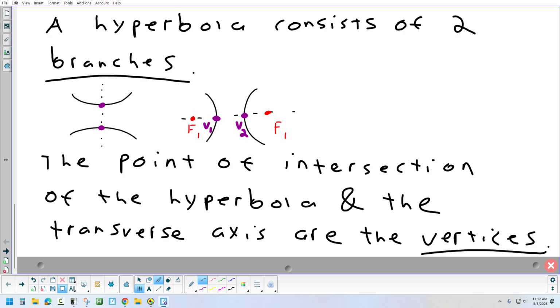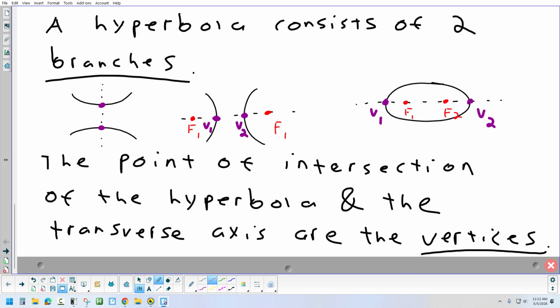Now think about how that compares to an ellipse. Where the major axis crosses the ellipse, what do we call those 2 points? Yep, those are the vertices. V1, V2. Where are the foci in relation to the vertices when you're looking at an ellipse? They're between the vertices. This would be F1, this would be F2.